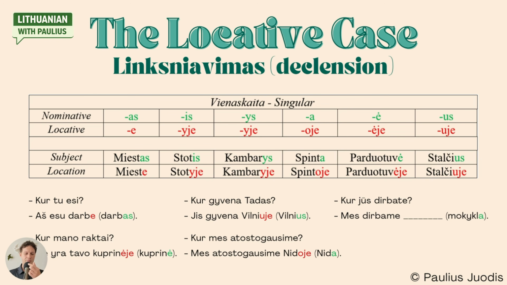Interestingly, we have a verb to go on a vacation. It's like to vacation, atostogauti, to be vacationing if you want. So where will you be vacationing? Where will you go on a vacation? Kur mes atostogausime? Mes atostogausime Nidoje. And the last question is: kur jūs dirbate? Where do you work? The answer is: mes dirbame mokykloje.